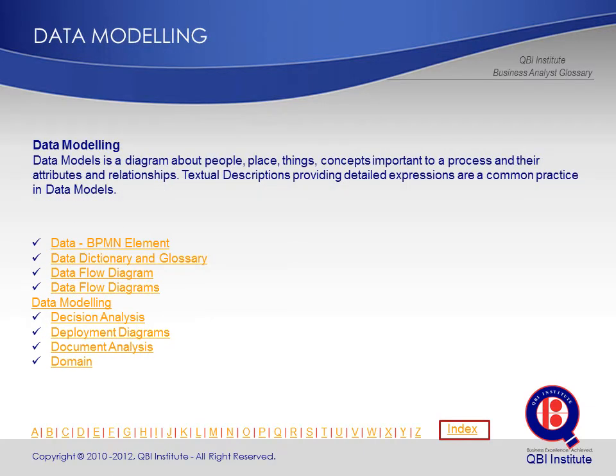Data models. A data model is a diagram about people, places, things, and concepts important to a process, and their attributes and relationships. Textual descriptions providing detailed expressions are a common practice in data models.